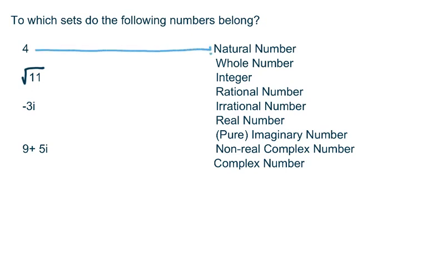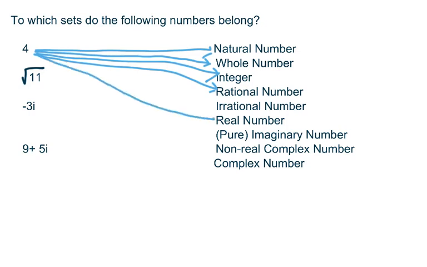4 is a natural number. But from what we've seen, it's also a whole number. It's also an integer. It's also a rational number because it can be written as 4 over 1. Now, it's not an irrational number, but it is a real number. And it's not an imaginary number because there's no i. It's not a non-real complex number, but it is a complex number because that set of complex numbers encompasses everything we've seen so far. So the number 4 fits into all of those sets. Let's look at some others.